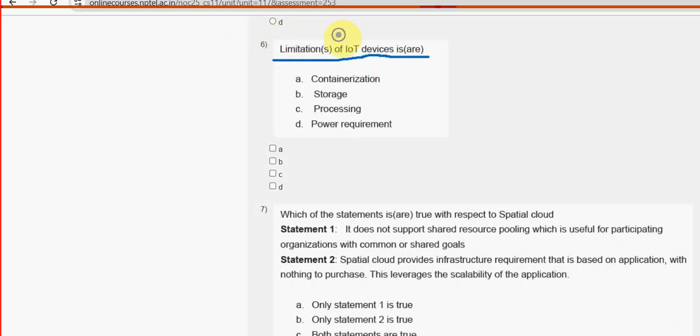Next, sixth one. Limitations of IoT devices is or are. So what are the limitations? Sixth question, there are three probable solutions. The first one is option C, processing. The other one is option D, power requirement, and the other one is option B, storage. So mark the last three options as the probable solutions.